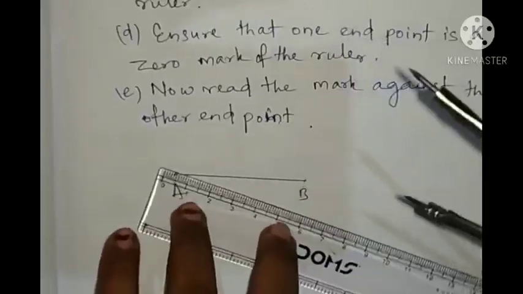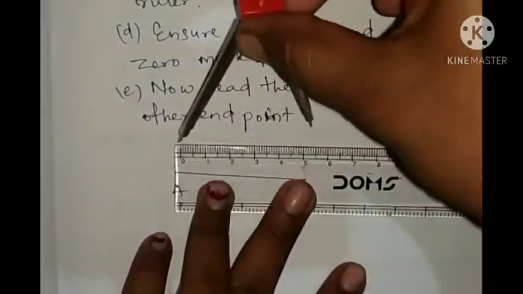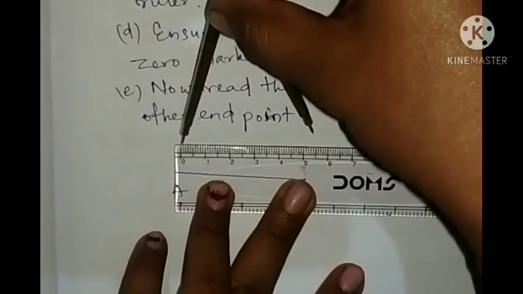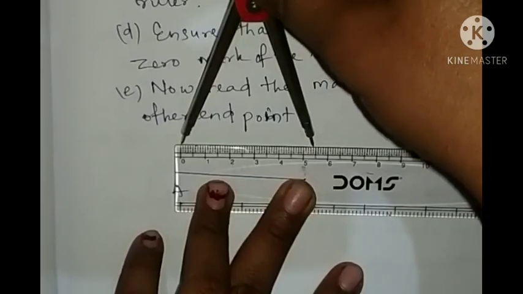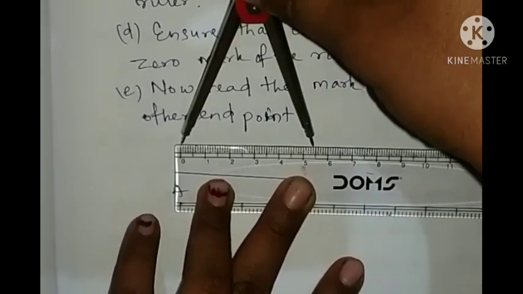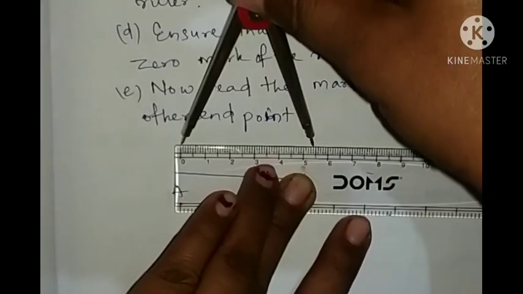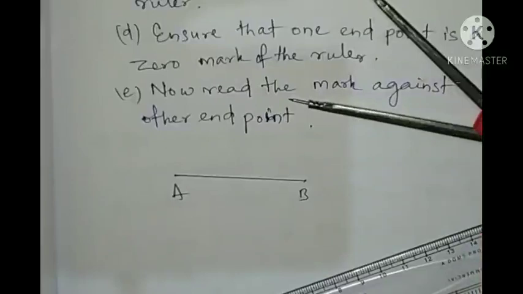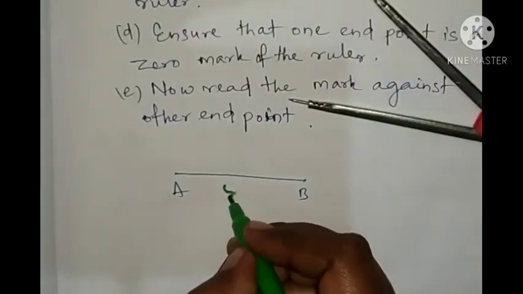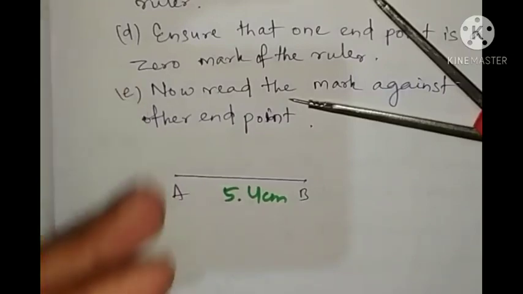So taking care of the opening, I'll take one end at 0 like this and the other end I'll put like this. So what am I getting? 1, 2, 3, 4, 5, 5.4. So it is exactly giving the point that AB distance is 5.4 centimeter. So look how easy this is.